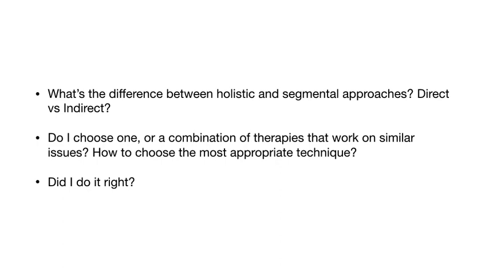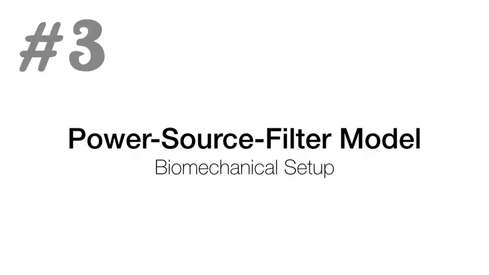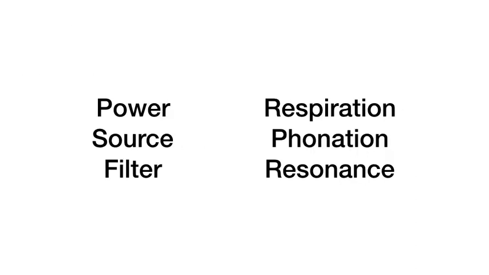The first question, let's talk about the difference between holistic and segmental approaches. And to understand that, we need to take a look again at the power source filter model, basically the biomechanical setup. Now, you are very familiar with this. You understand that the power source filter model basically corresponds to three of the subsystems in dysarthria: power meaning respiration, source being phonation, and filter being resonance.